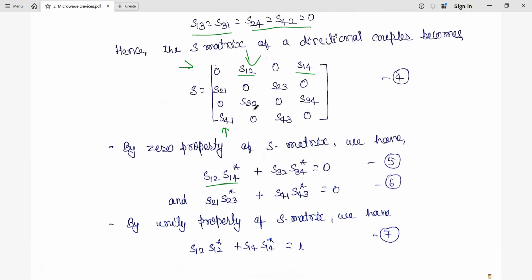Again, we can take the column elements: second column and fourth column. Both are multiplied with their conjugate elements. So what we are doing is the zero property: elements of one column are multiplied with the conjugate of the elements of another column, so that the sum becomes equal to 0. That is happening for column 2 and column 4, and column 1 and column 3.